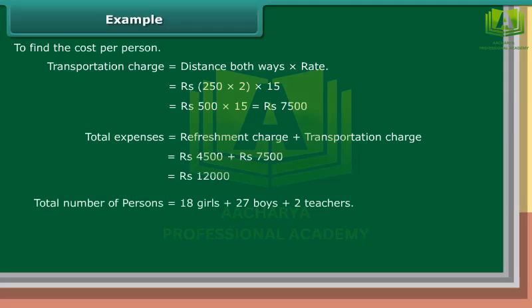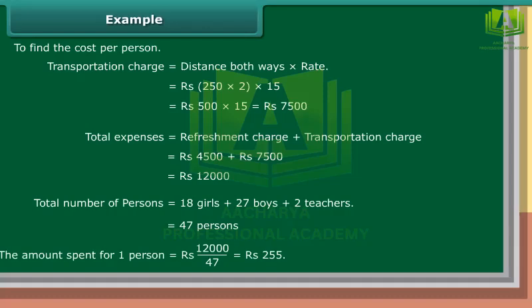Total number of persons is equal to 18 girls plus 27 boys plus 2 teachers is equal to 47 persons. The amount spent for one person is equal to Rs 12,000 upon 47, which is equal to Rs 255.